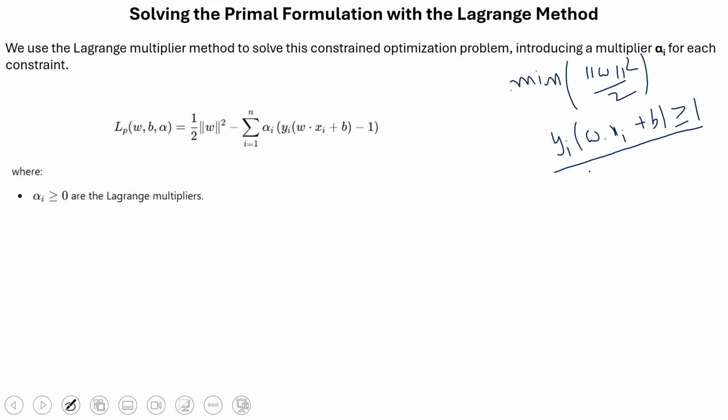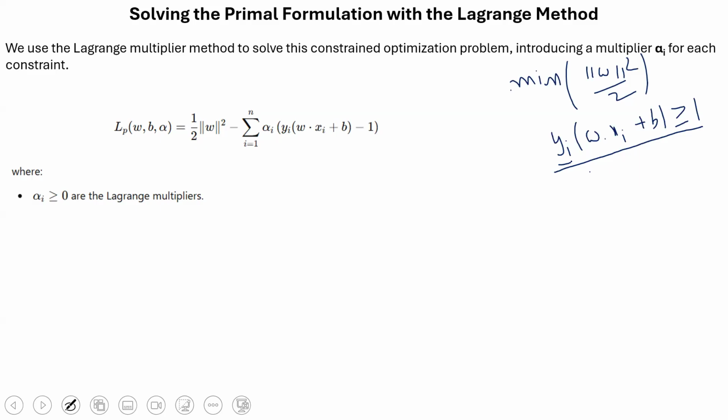What does that mean? Every point should have distance greater than or equal to 1 from the hyperplane. Only the support vectors will have distance 1. Every other point will have distance greater than 1. When we multiply that with Yi, which is the class indicator, every negative will also become positive. So everything becomes positive now.